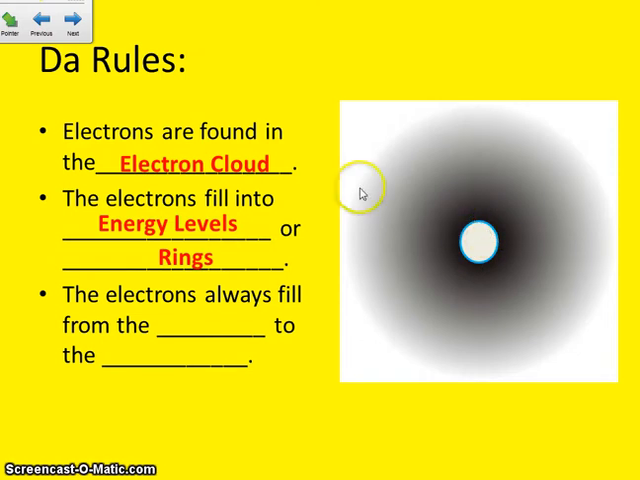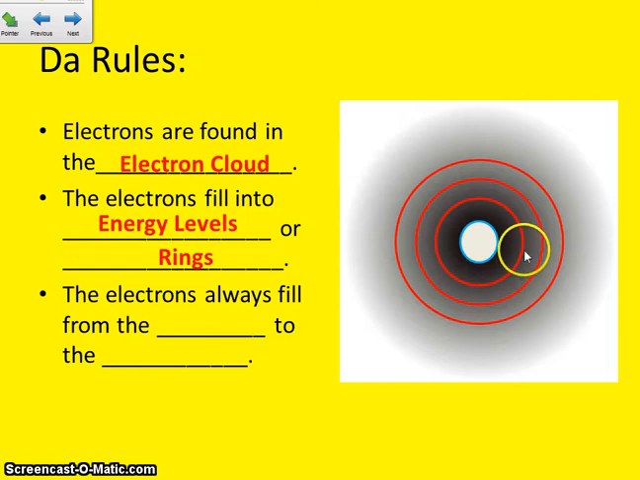When we put electrons into our electron cloud, they actually go into what we call energy levels, which look like rings going around the atom. And it kind of would remind you of planets going around the sun, where the nucleus is the sun and the planets are the little electrons orbiting around. So we'll refer to those rings as energy levels, or sometimes we just call them rings.